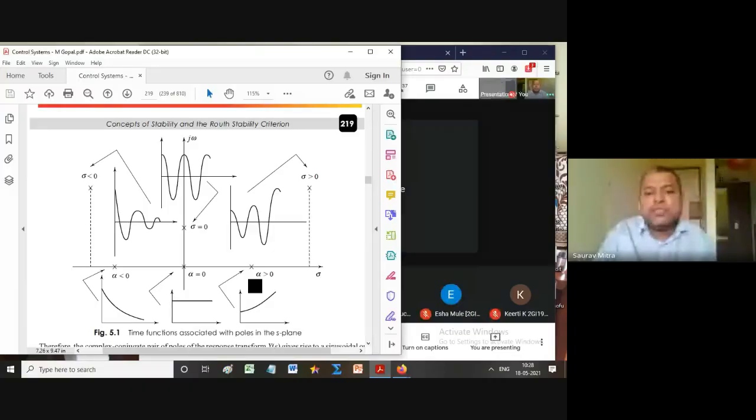Here, the system transfer function is G(s). Because in this book I have used G(s), I'll be calling it G(s) only. So G(s) equals Y(s), because R(s) equals 1, which is equal to 1 by (s minus 3). What is the y(t) or g(t) for 1 by (s minus 3)? This is e raised to 3t. So this is the graph for e raised to 3t. At t equal to 0, it starts at 1. As t increases, the amplitude increases.